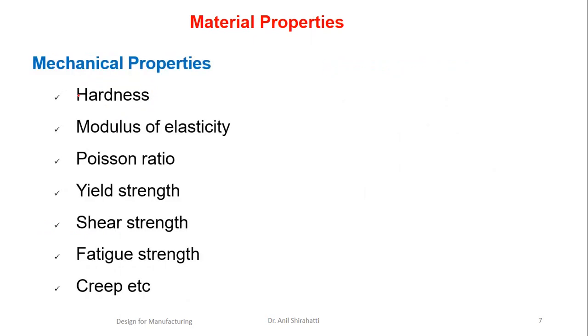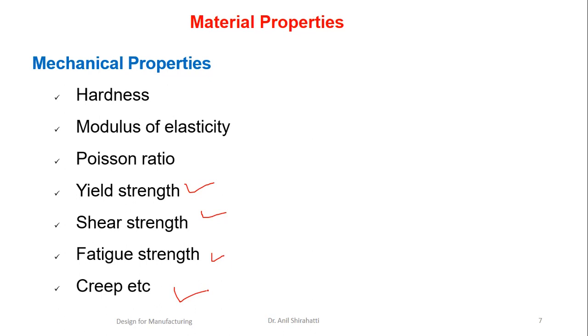Next are the properties we are mainly concerned with in much of the designs. We will see the mechanical properties like hardness, modulus of elasticity, Young's modulus, Poisson's ratio, shear strength. All of these, yield strength, shear strength, everything we can calculate if I do a tensile test. Then if I do a fatigue test, I can find the fatigue and creep.